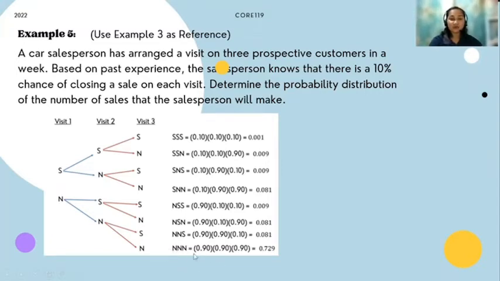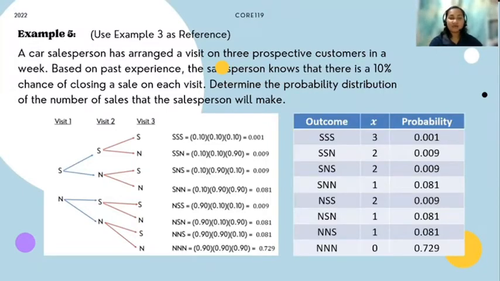Up to the 3 no sales, we have 0.9 times 0.9 times 0.9, which is 0.729, or around 72.9%. So the probability for no sale is quite high compared to the successful sales. So we have 0.729. We need to construct the probability distribution for this, so that this car salesperson knows the probability that there will be sales or no sales in a certain visit. Okay, so we have the following outcomes.